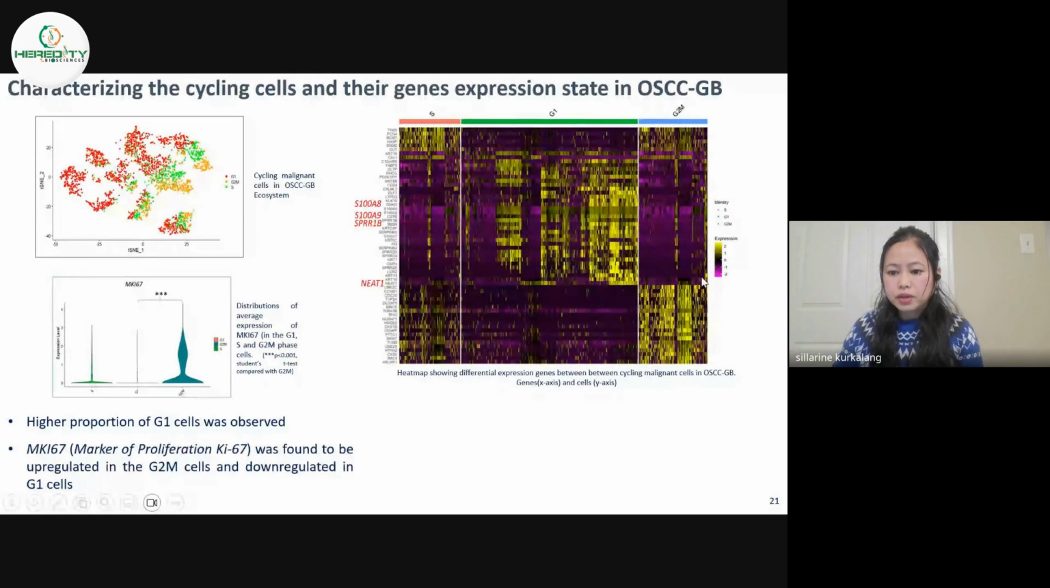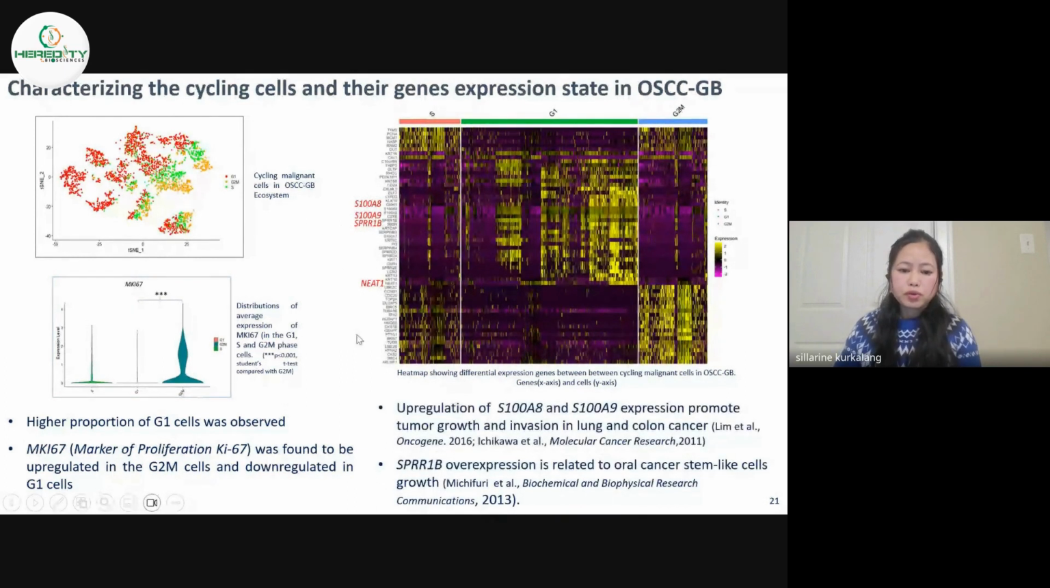In the heat map here, the purple color indicates lower expression and the yellow color indicates higher expression. The cells in G1 show higher expression of genes known to be involved in promoting tumor growth and invasion in multiple cancers, and also in inducing stemness of tumors. So these cells in the G1 phase could also play a very important role in tumorigenesis.